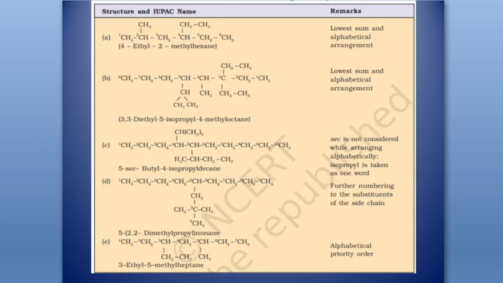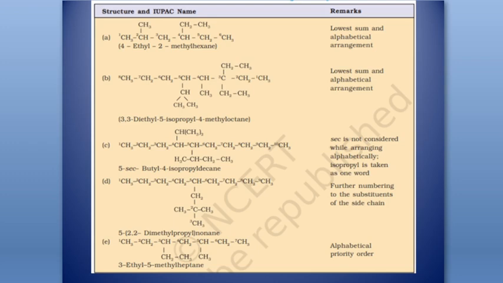The structure and the IUPAC name with remarks. The first structure is given here. The numbering starts from the end of the long carbon chain, 1 2 3 4 5 6 given here. So there are 2 groups, methyl and ethyl. Alphabetically, the ethyl group will come before the methyl group. The long carbon chain is actually hexane, so the name of the compound is 4-ethyl 2-methyl hexane.